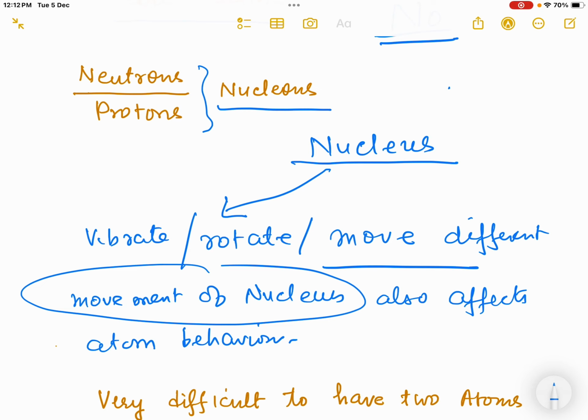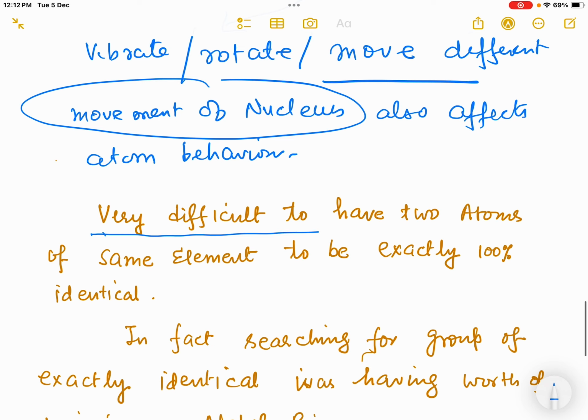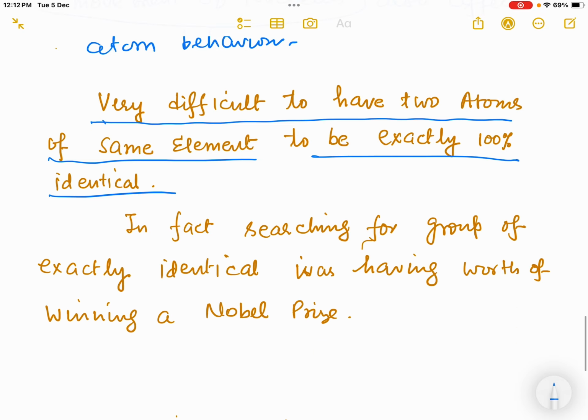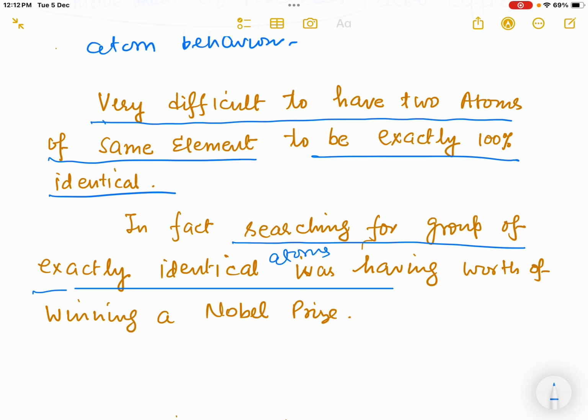So now we see that there are many situations where the atoms of the same element are not identical. So it is very difficult to have two atoms of the same element be exactly 100% identical. In fact, researching a group of exactly identical atoms was worth winning a Nobel Prize. So in practice, it is very difficult to find two atoms of the same element that are 100% exactly identical.